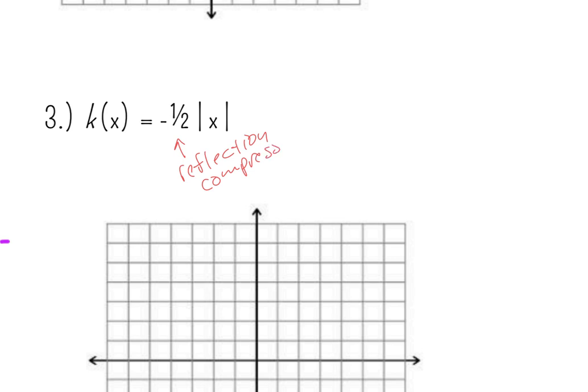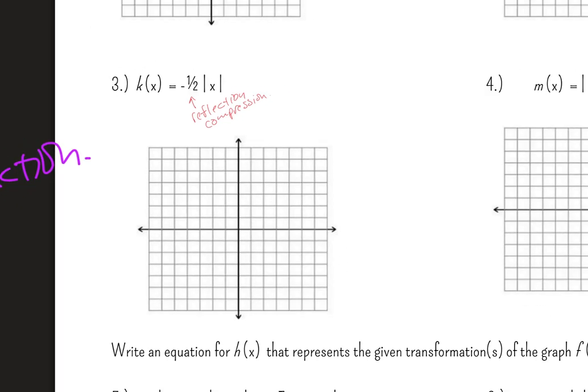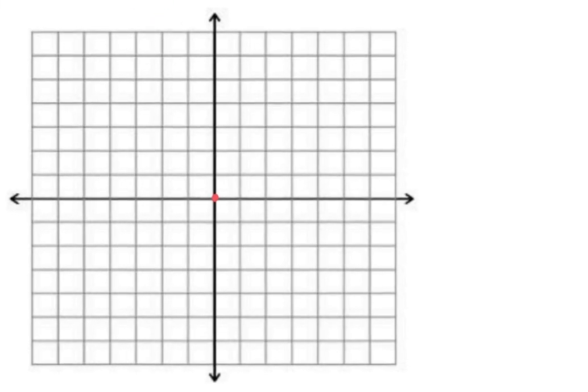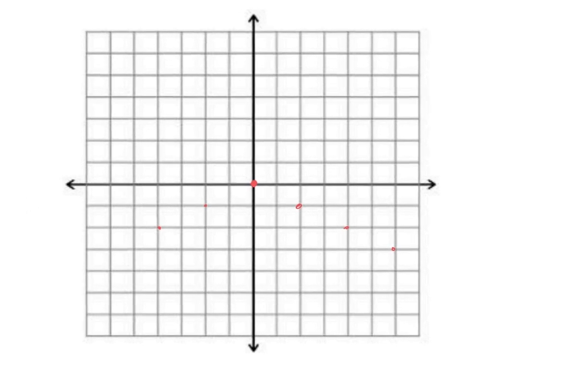Number 3, we have a reflection and a compression. So we reflect, meaning now we're going down. And what we're going to go down is down 1 over 2, down 1 over 2, down 1. Oops. Oh, yeah, I did it right. Down 1 over 2, down 1 over 2. Just like that. So let's graph. Like that.